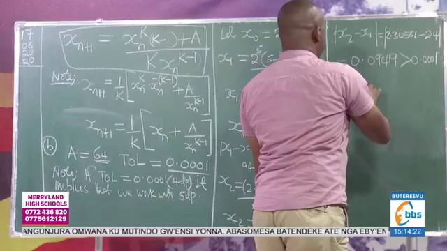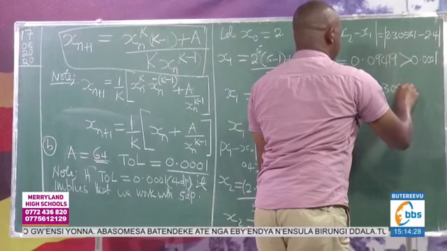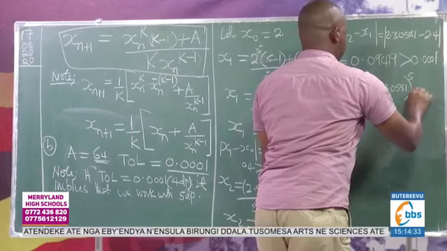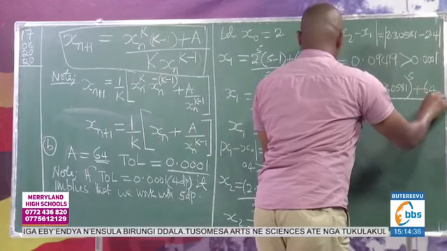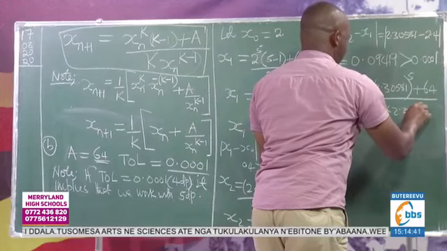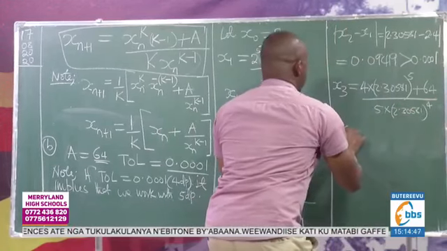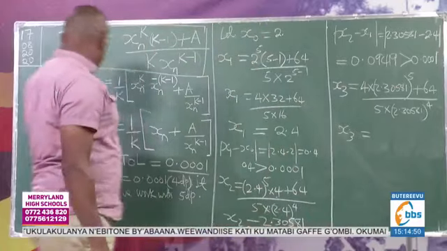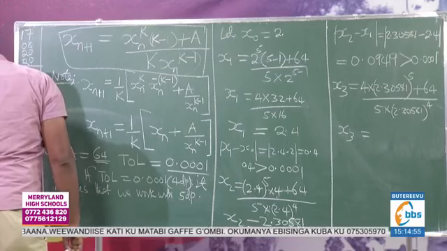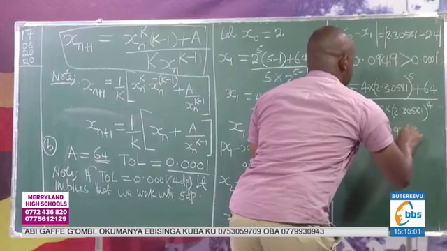So we shall get x3 as we feed in this value here. So we have 4 times 2.30581 raised to the power 5 plus 64, everything over 5 times 2.30581 raised to the power 4. When we compute using your calculator once again, you will get your x3 as 2.29746.